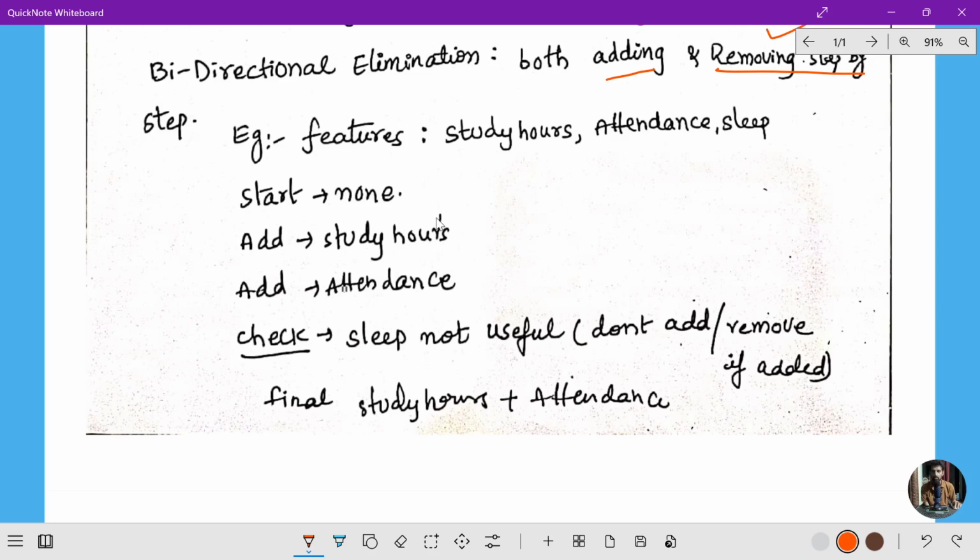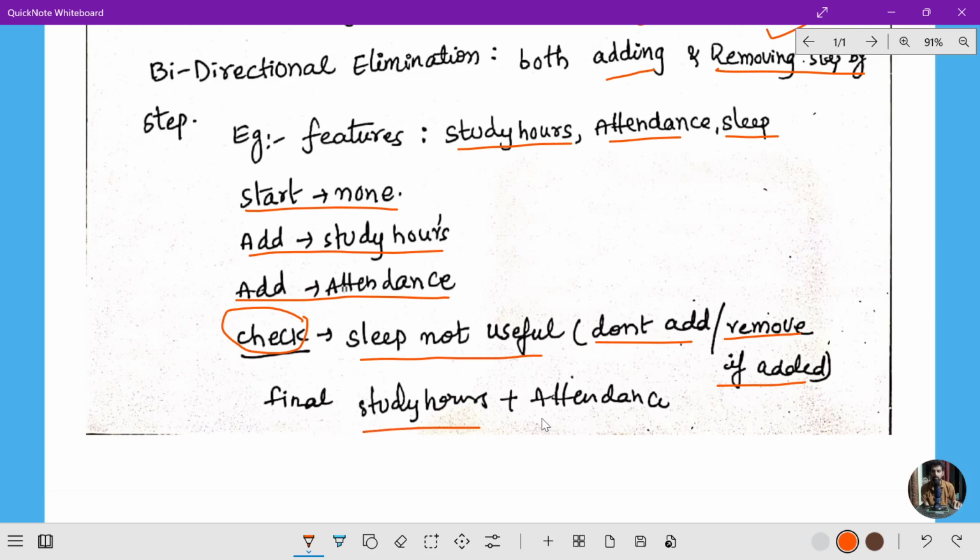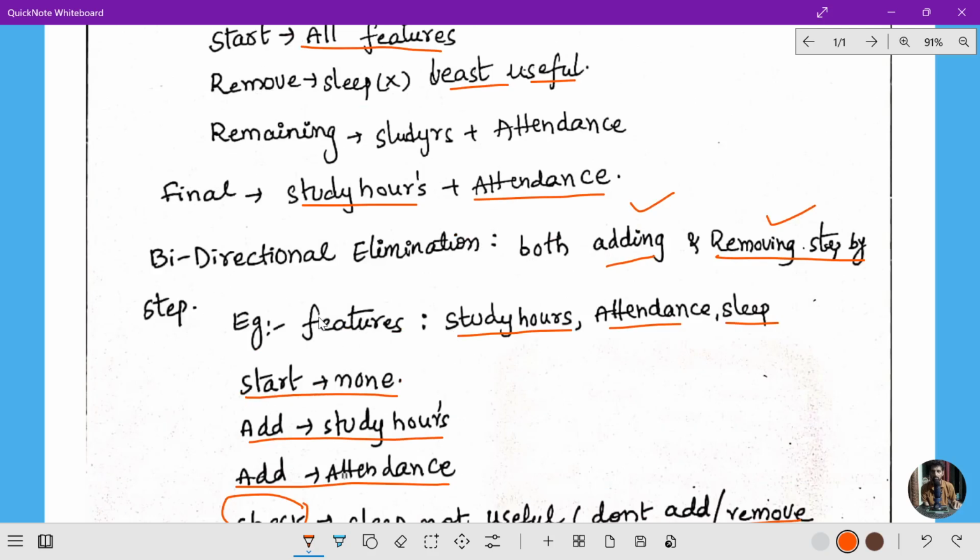Let us say the features are study hours, attendance, sleep. We can add and remove. It starts with none, we don't have any features. Add study hours initially, add attendance. Now you need to check whether sleep is useful. Can we say sleep is useful for marks? No. So you may not add it, and if already added, you need to remove it. So the final answer could be study hours plus attendance. This is what we call bidirectional elimination.